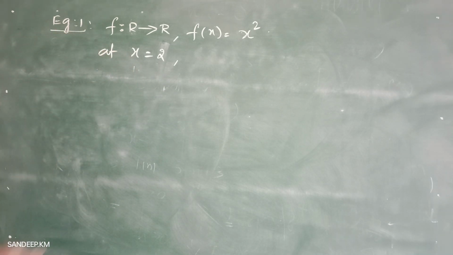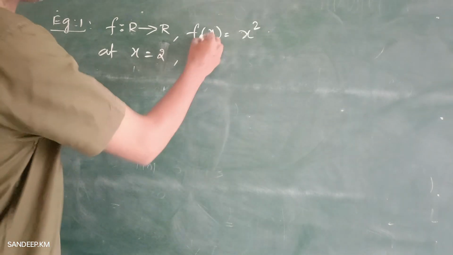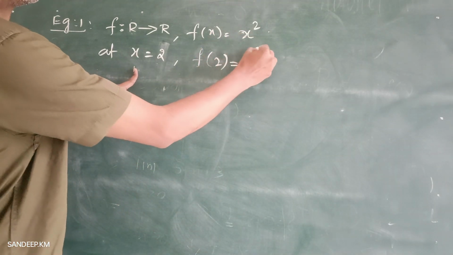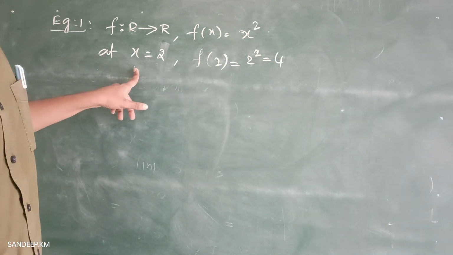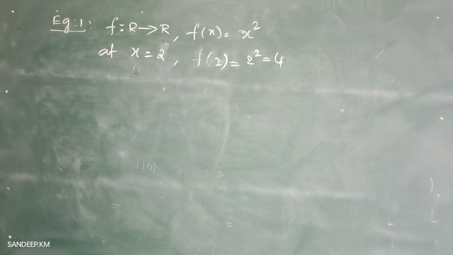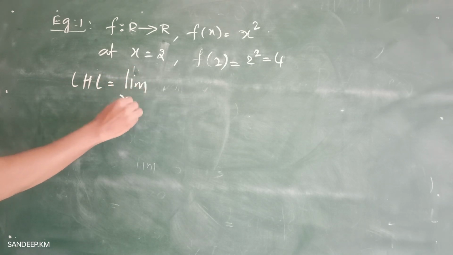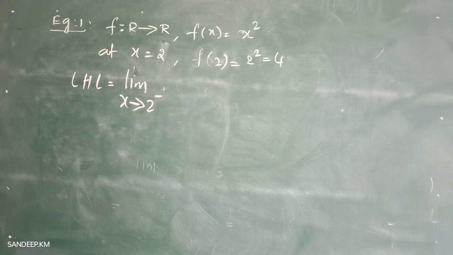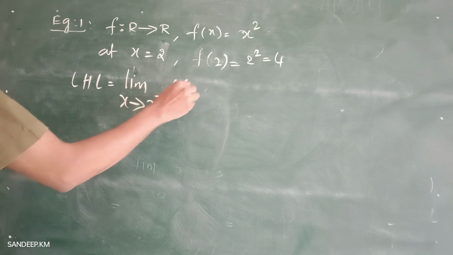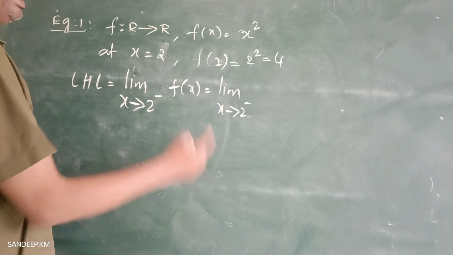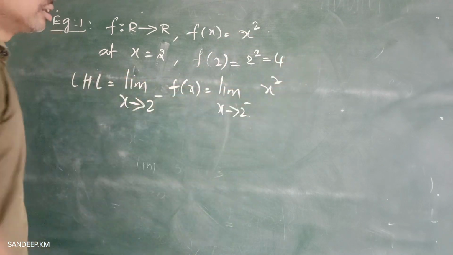Okay, fine. First, what is the value of the function? f of 2. At x is equal to 2, the value of the function is 2 square, which is equal to 4. That is the value of the function. Now let us calculate what is LHL, left hand limit. So LHL is equal to limit x approaches the number 2 from the left side, f of x, which is equal to limit x approaches 2 from the left side, x square.